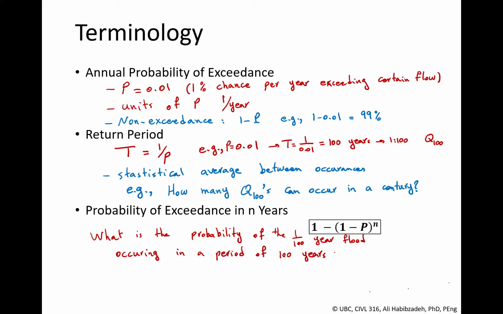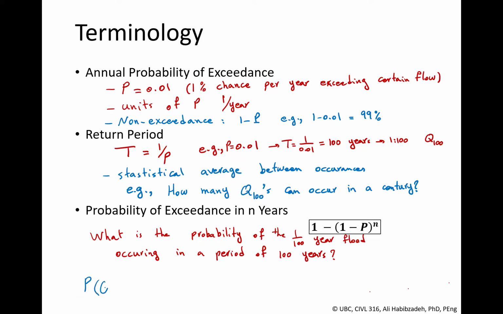Okay, so the answer to this question will be probability of exceedance in n years. The way we calculate it, the equation is there: 1 minus p raised to n. N is the number of years. Okay, let's calculate this for our example here.